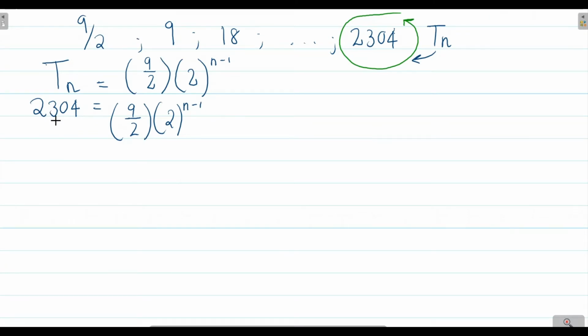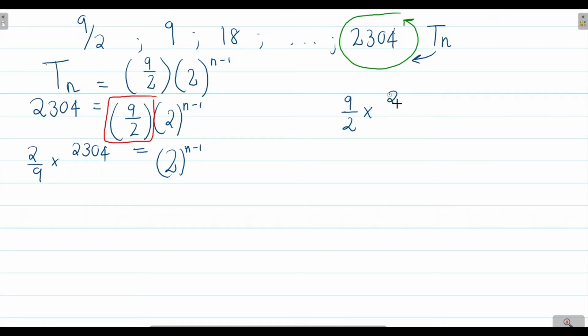So we're going to solve for n here by first getting rid of that part there. You can get rid of it by multiplying by 2/9. So it's going to be 2/9 multiplied by 2304, which is equal to 2 to the power of n-1. Why did I multiply by 2/9, guys? You just want the 9/2 to cancel, so for it to cancel on the right-hand side, you need to multiply by 2/9.